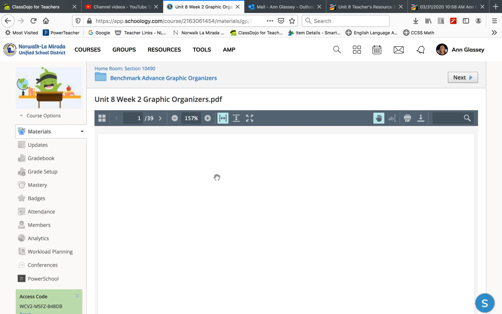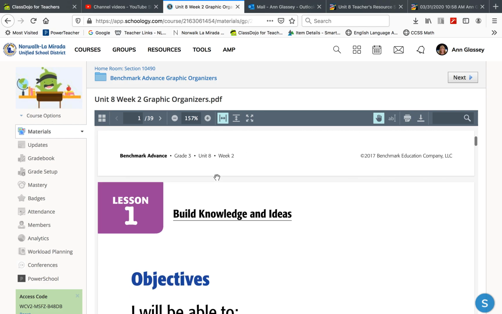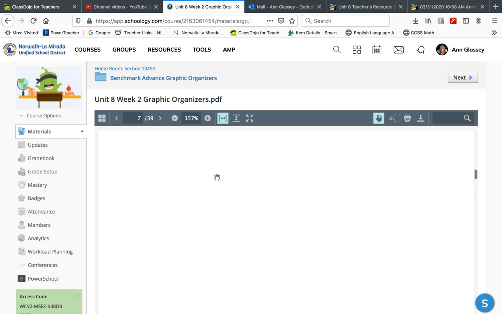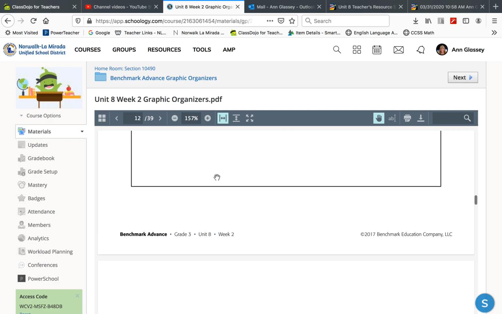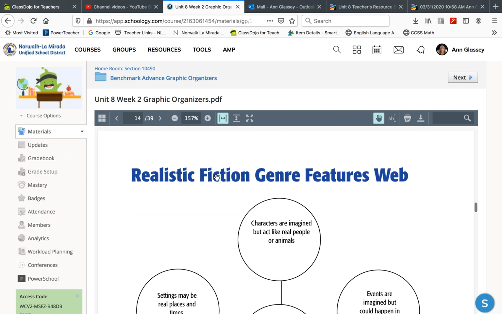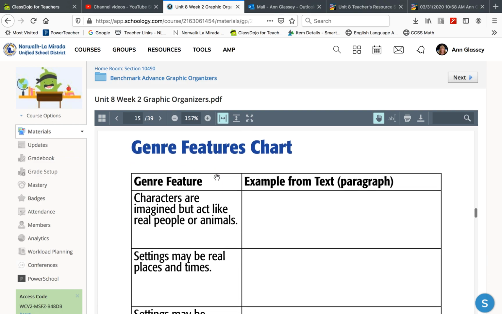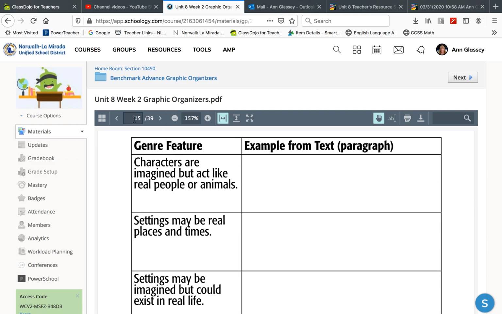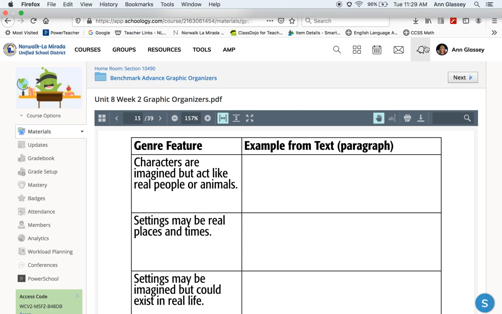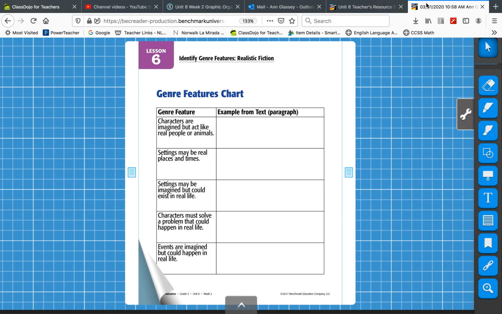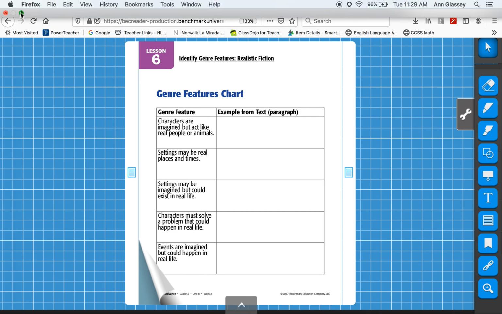So I loaded all of the graphic organizers for Unit 8, Week 2, but you're looking for Lesson 6. So you scroll down until you see this one. If your parents want to print it, they just print page 15. They do not print all 39 pages unless they have a lot of ink and paper and they want to use it up. If your parents do not want to print, they do not have to. You could just make notes in your magazine.